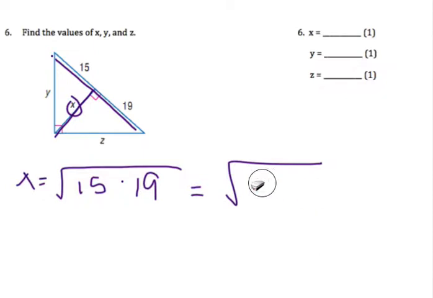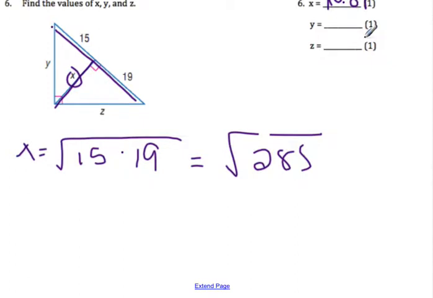15 times 19 is 285. So I'm going to take the square root of 285, and for x, you end up getting 16.89.